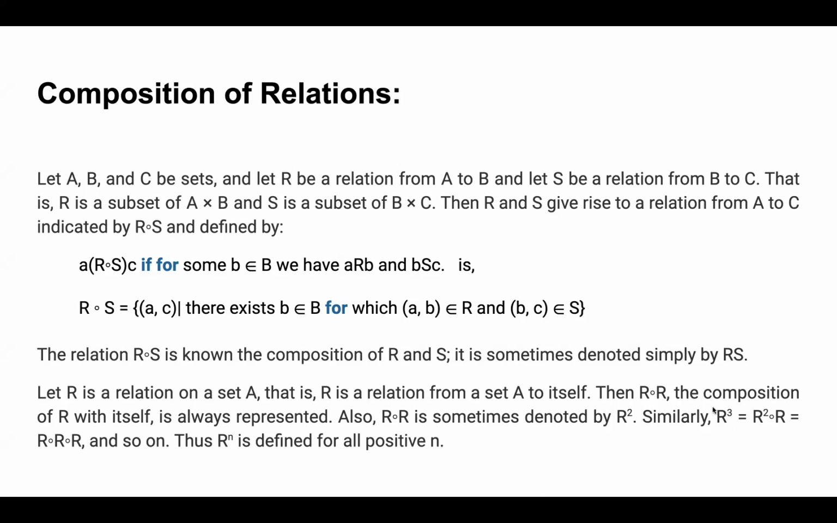Then R composite R, the composition of R with itself, is always represented. Also, R composite R is sometimes denoted by R square. Similarly, R cube is equal to R square composite R, which is also equal to R composite R composite R, and so on. Thus, R raised to n is defined for all positive n.